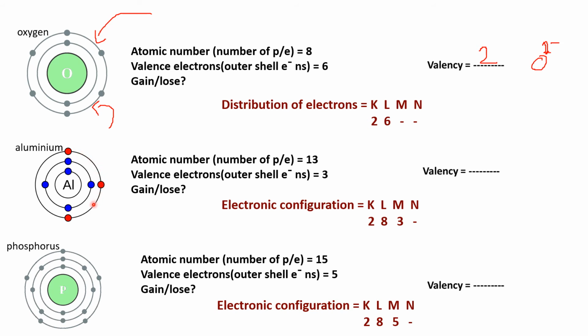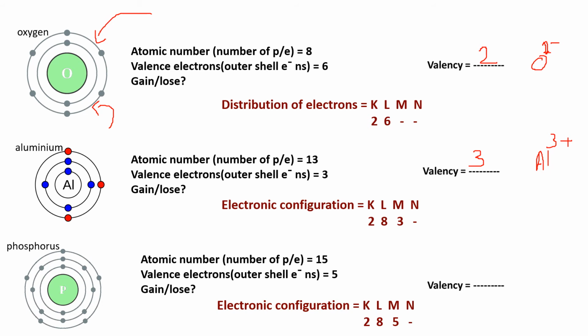So which is easy? Gain or lose? It is easy to leave these 3 electrons, otherwise it has to get 5 electrons. Yes, so leaving these 3 electrons is easy. So the valency is what? Valency is 3. So this aluminium changes to aluminium 3 plus ion.